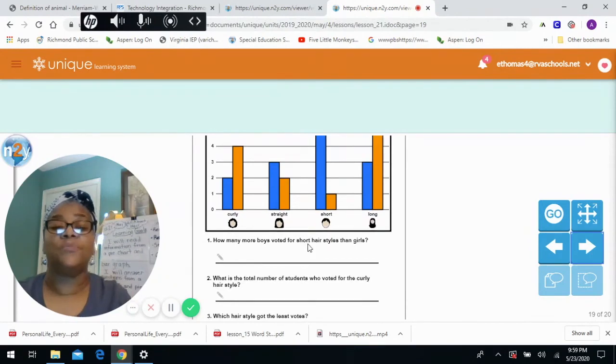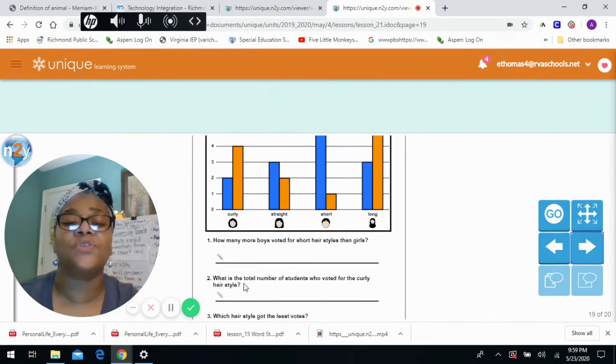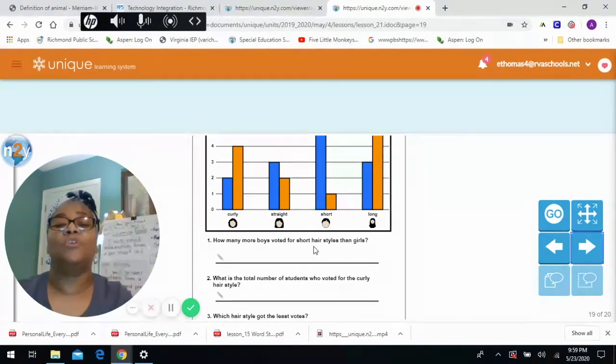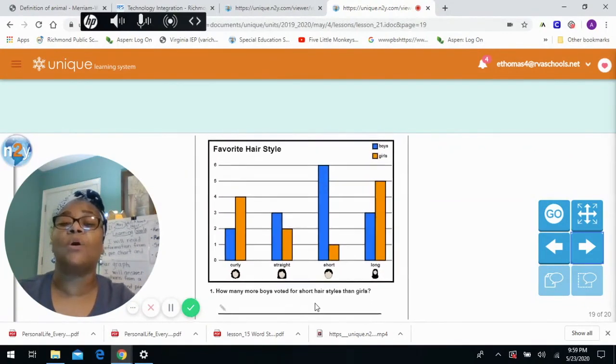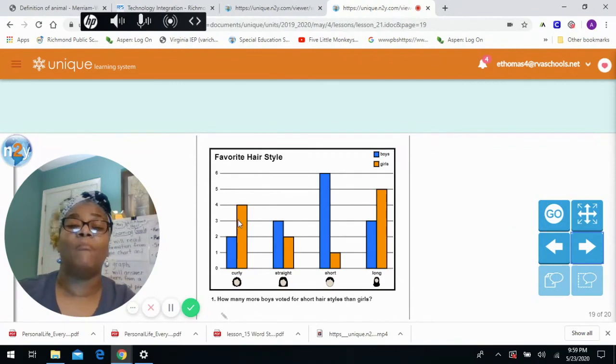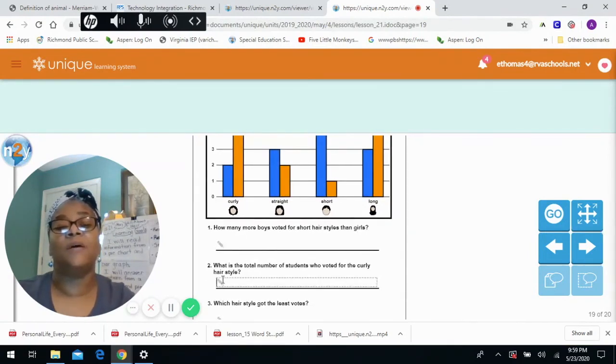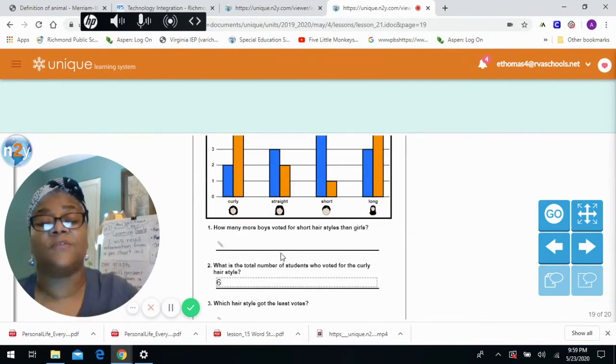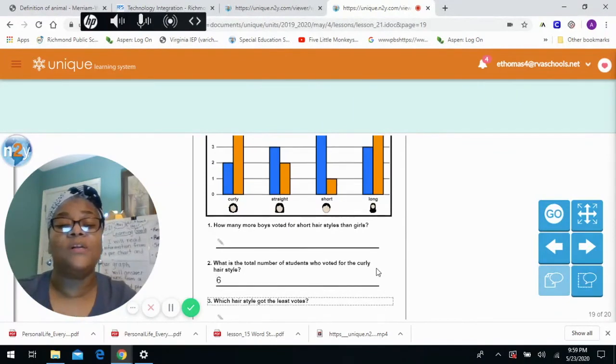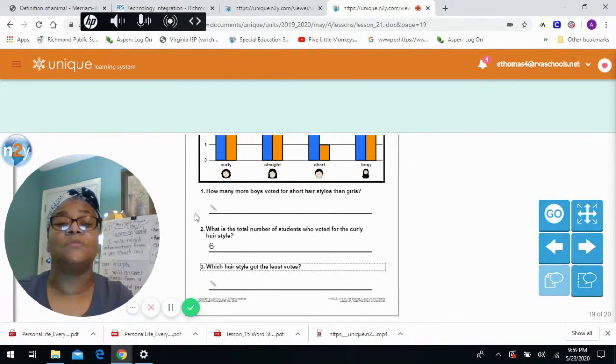All right, so we're going to do one question here. It says, what is the total number of students who voted for the curly hairstyle? Now, when we talk about the total number, that means that you have to add both columns. So that's 2 plus 4. And what was that number? That number is 6.